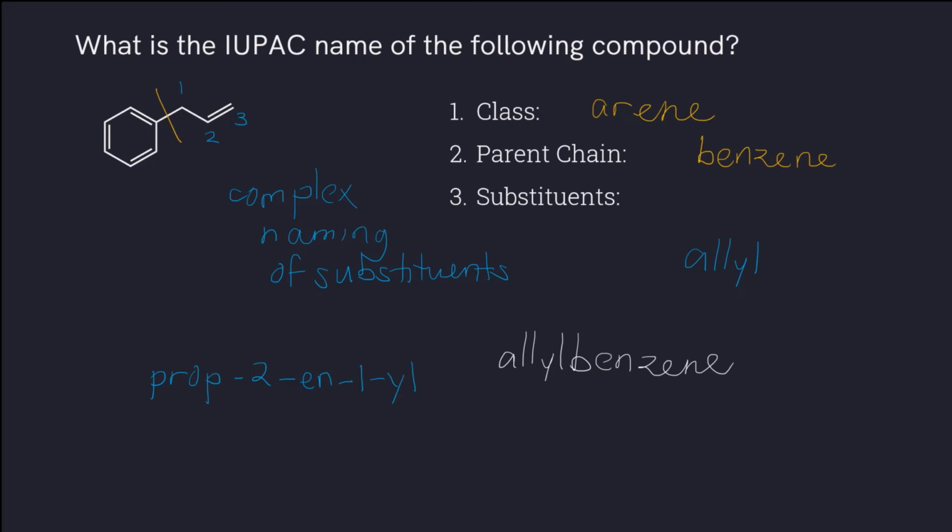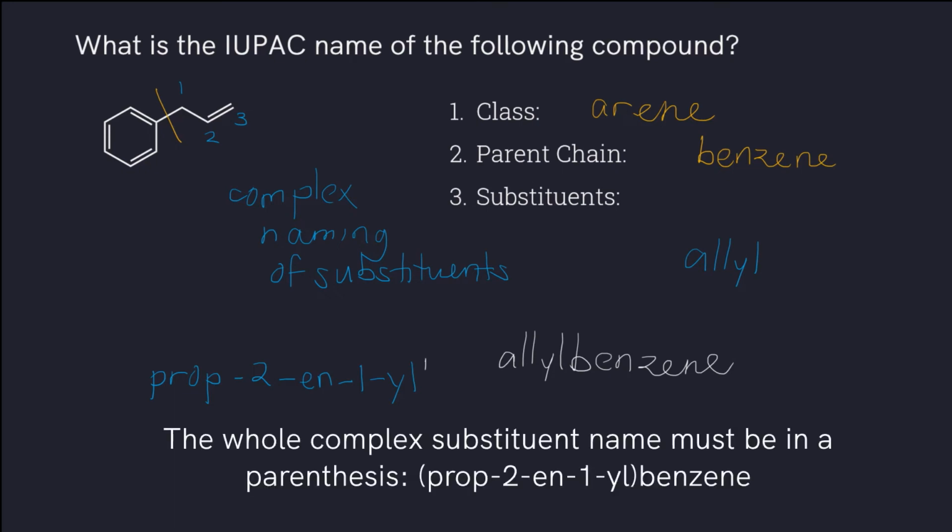Prop-2-en-1-yl. So the 2 refers to where the double bond is on the substituent relative to the carbon attached to the parent chain. And the 1 refers to where on the chain the allyl group is attached. So it's attached on the 1 carbon. And so we can use this instead of the allyl name and write prop-2-en-1-yl benzene.